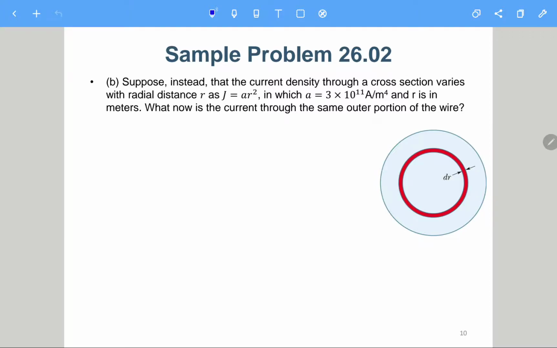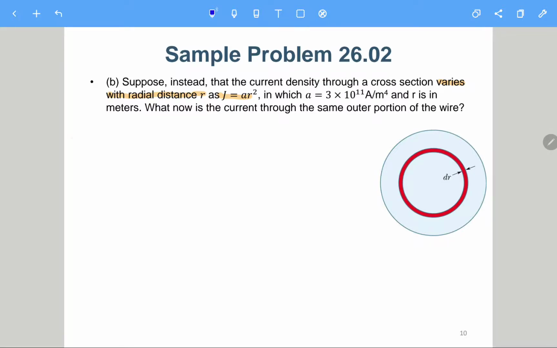Okay, so next we consider another case. Instead, the current density is not uniform. Here the current density varies with radial distance r as J equals a r squared. So it is not constant over the whole cross section, and we need to do the integration. Here a is this value, and r is in meters. So what now is the current through the same outer portion of the wire?